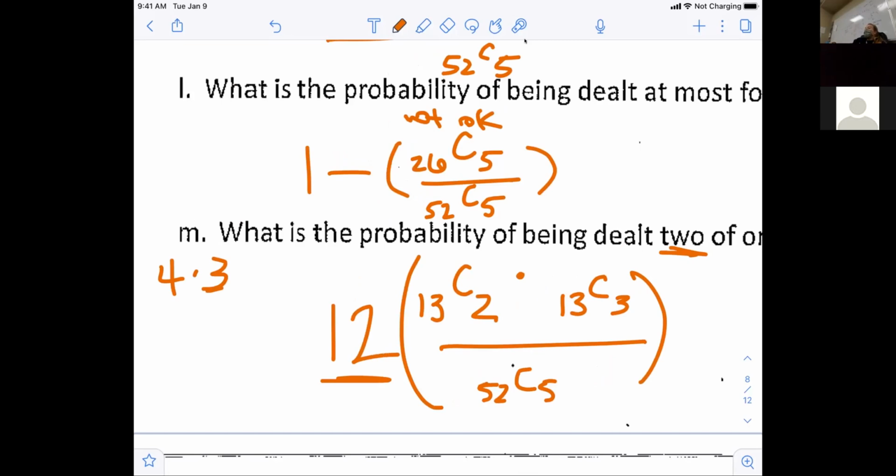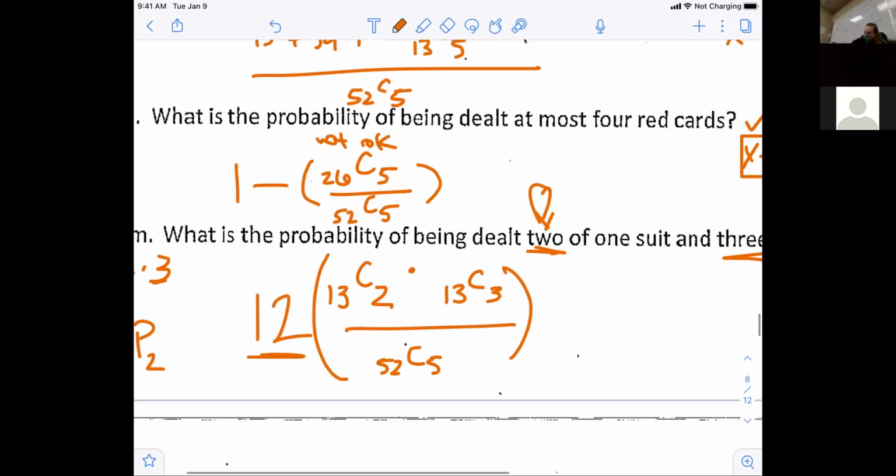Another way you could have thought about it was using not my C's, but my P's. There's a total of 4 suits, and I want to pick 2 of them. I use a P here and not a C because order matters. Like, it's different if I want 2 hearts.